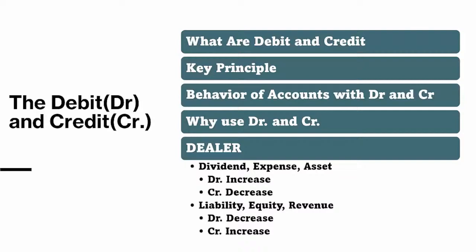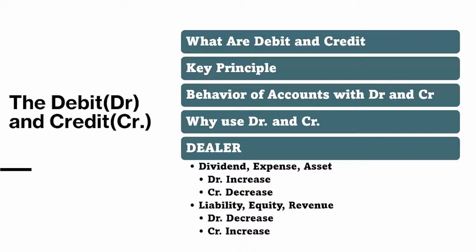A simple way to remember debits and credits. Here's a helpful tip. DEALER can help you remember which accounts increase with debits and which with credits. Dividends, expenses, assets: these three types increase with debits. Liabilities, equity, revenue: these three types increase with credits.